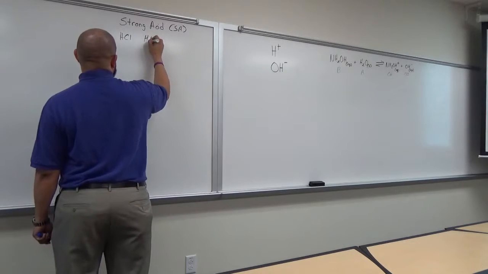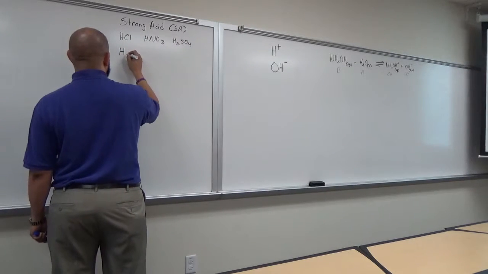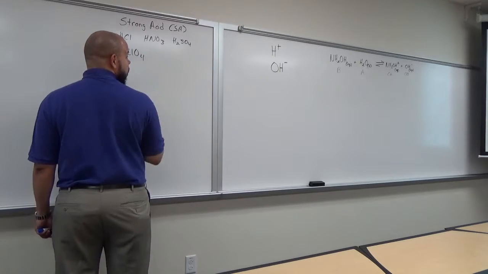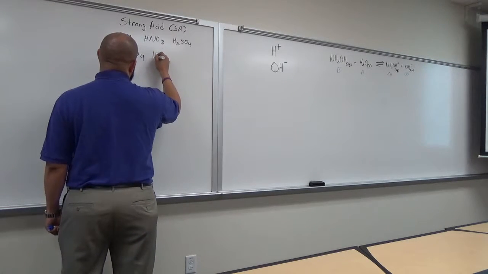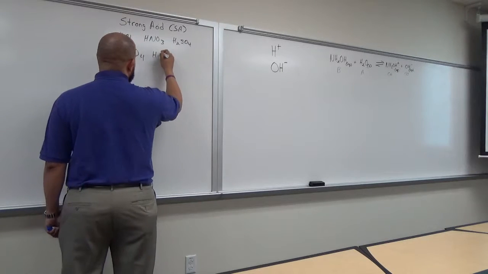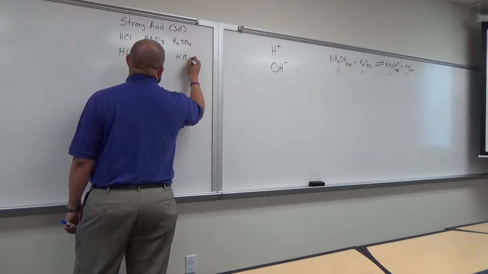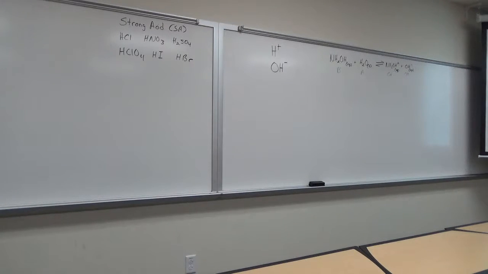HCl, HNO3, H2SO4, HClO4, HI, and HBr. All right, so these 6 you're always going to treat as strong. Now we'll get into what strong means here mathematically in a second. But generally speaking, these are the ones that you're going to see associated with being strong.